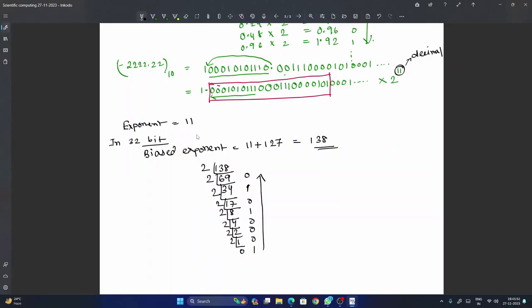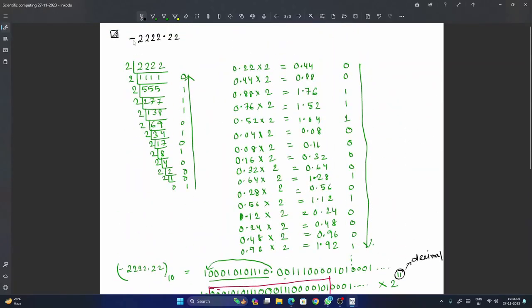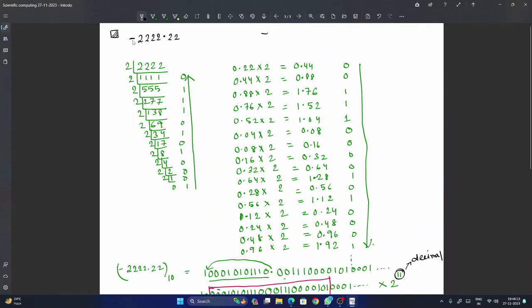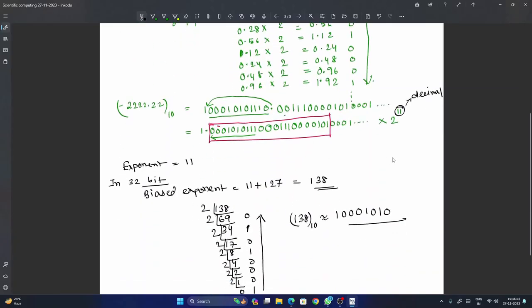So that's why this 138, which is the decimal values biased exponent in the binary form, it is 10001010, that is the binary number. So now it will be saved in the exponent portions. So that means this minus is stored with the binary digit 1. So corresponding to this minus sign, you will get the binary digit 1. Then that is the mantissa. This is the exponent portion, 1000 1010, and this is the 32-bit mantissa.